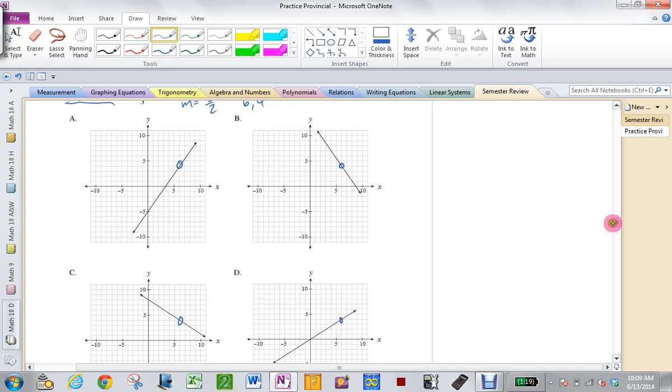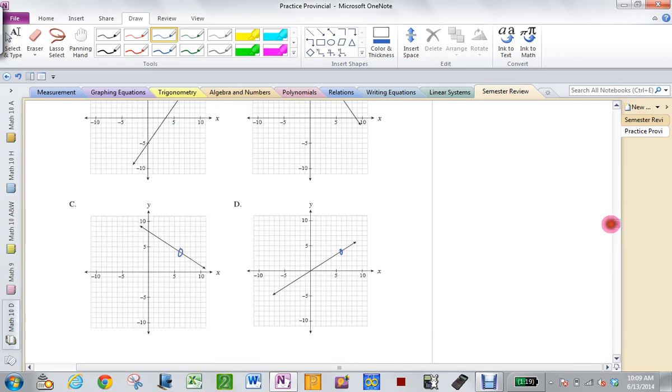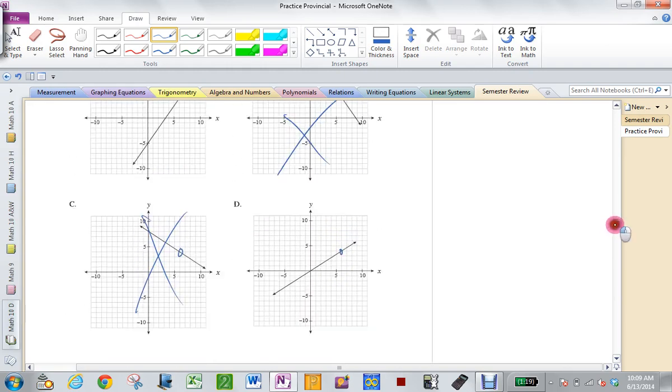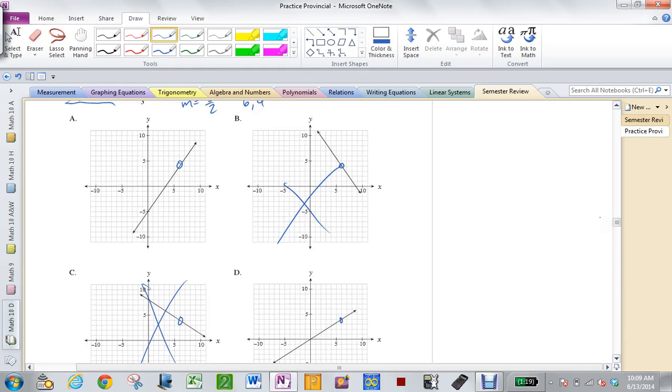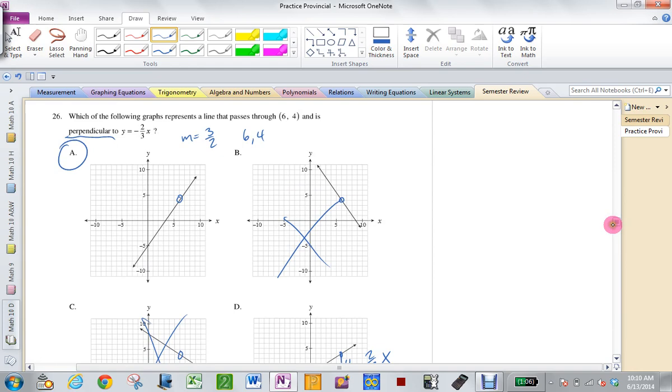So now I gotta check my slopes. I need a slope of positive 3 over 2. So, this guy's out. Negative slope. Out. Negative slope. So now all I gotta do is check these two. Which one has a slope of positive 3/2? Well, 4 over 6, rise over run, that's 2 over 3. So it can't be that one. It has to be A for number 26.